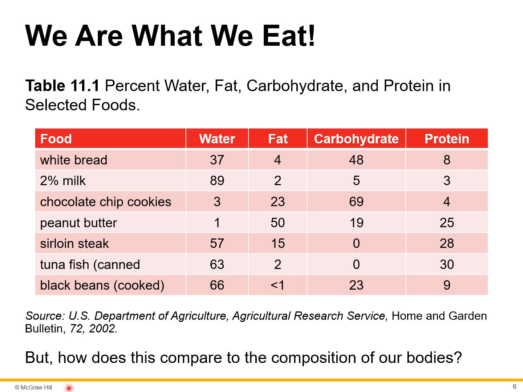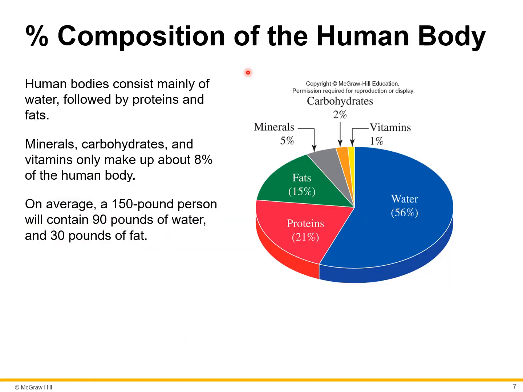If we compare this to our body, the percent composition of the human body, we're mostly composed of water, about 56%, followed by protein, 21%, then fat, 15%, and then a small amount here, 8%, made up of minerals, carbohydrates, and vitamins, all essential components for the human body.